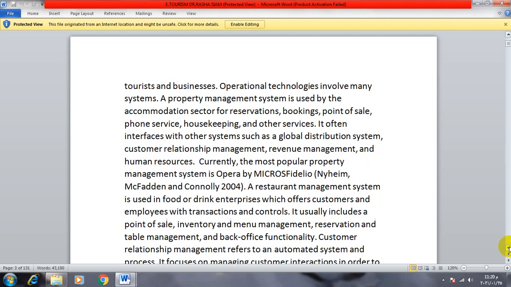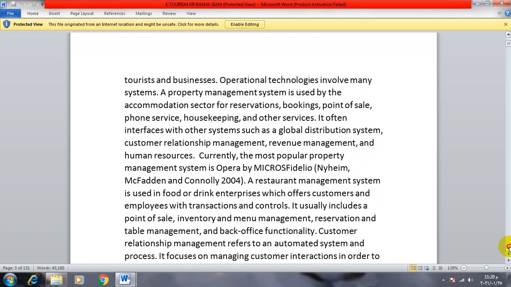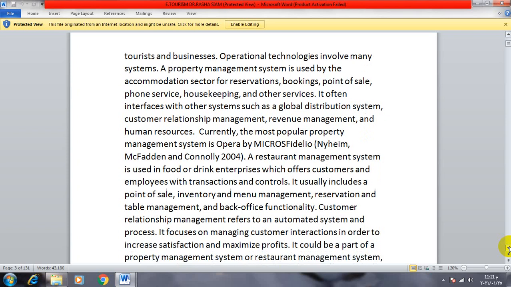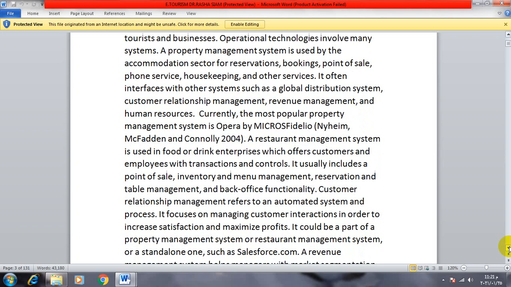Customer relationship management refers to an automated system and process. It focuses on managing customer interaction in order to increase satisfaction and maximize profits. It could be a part of a property management system or restaurant management system, or a standalone one, such as Salesforce.com.